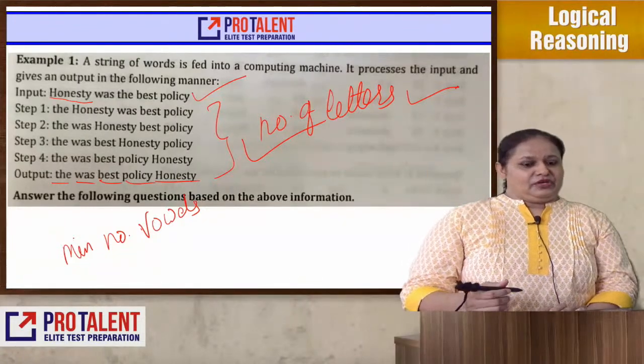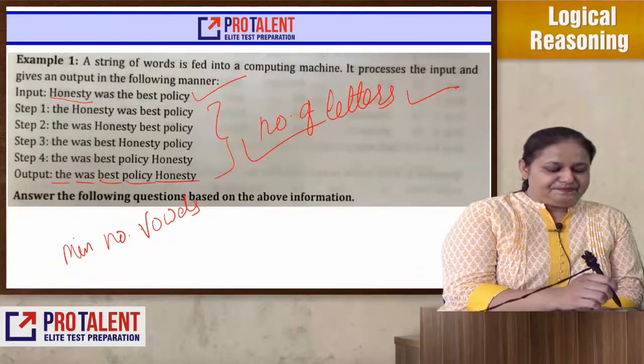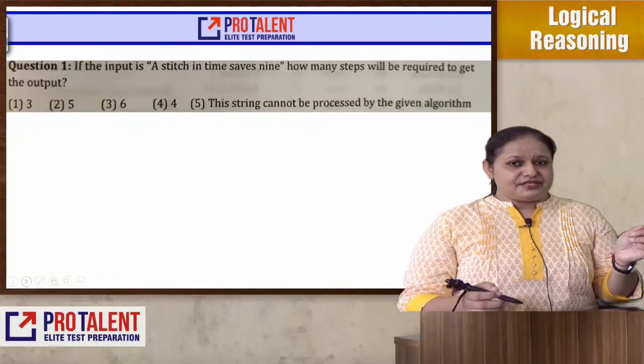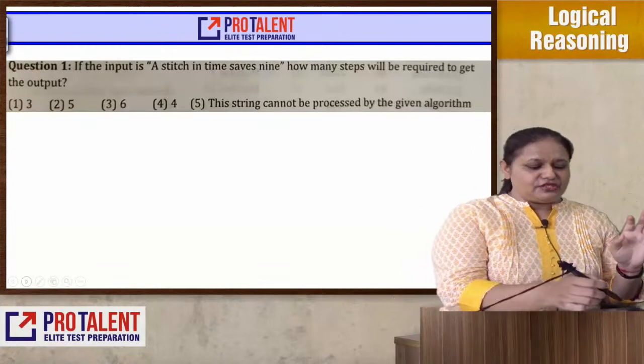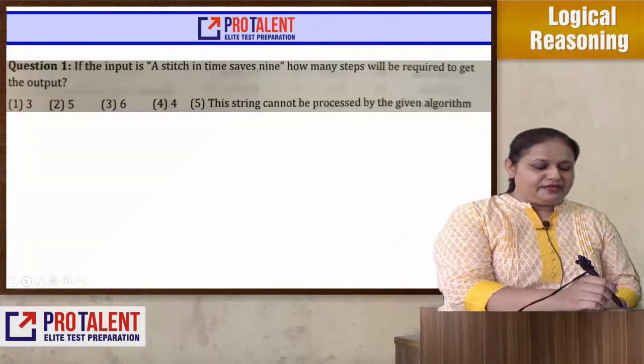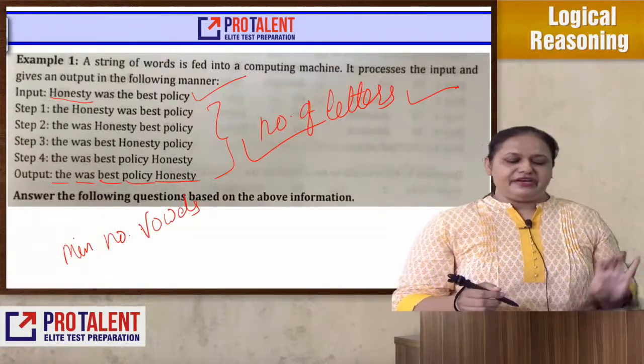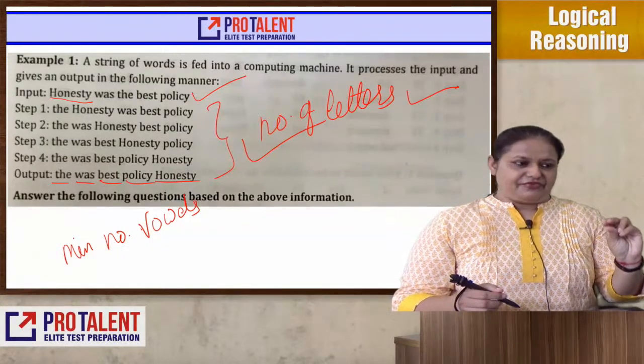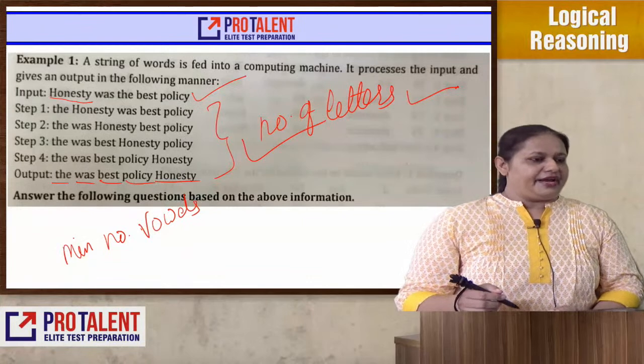Alright, fine. Okay, let's move on. This is related to the previous question. So, what was the logic of the previous question? The logic was very simple. We arranged the words in the increasing number of alphabets, right? Fine.